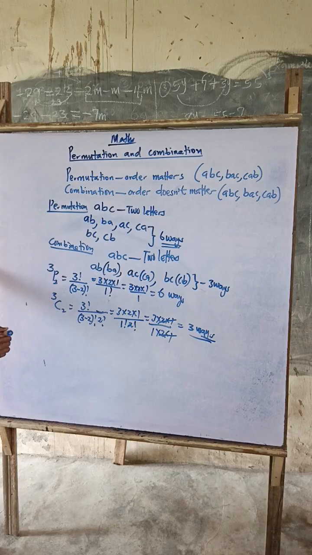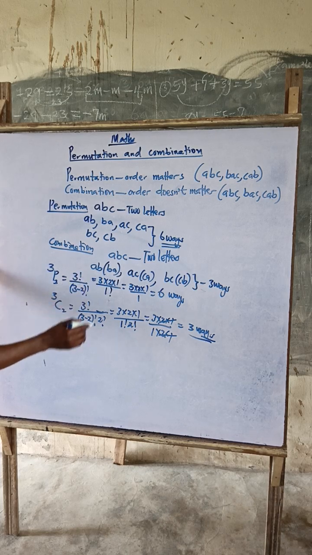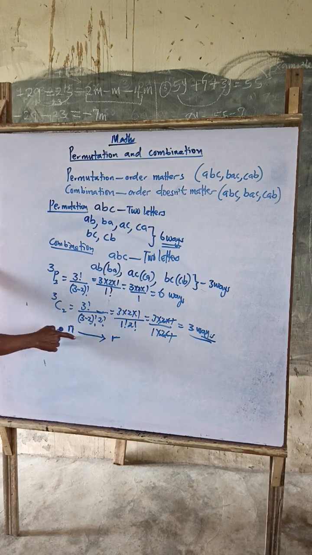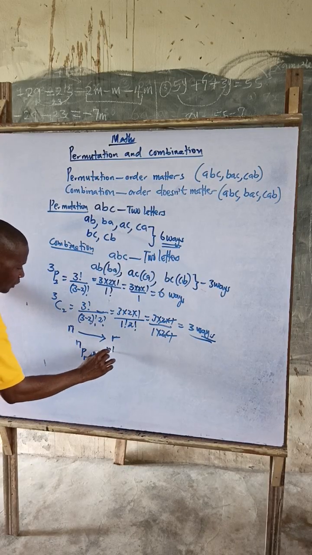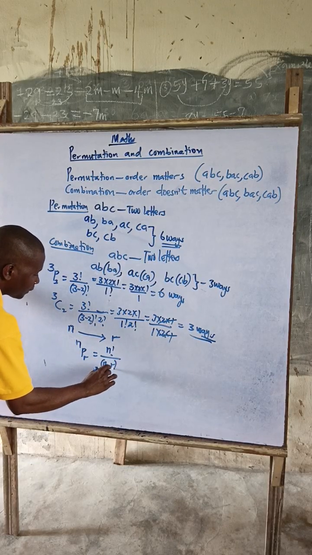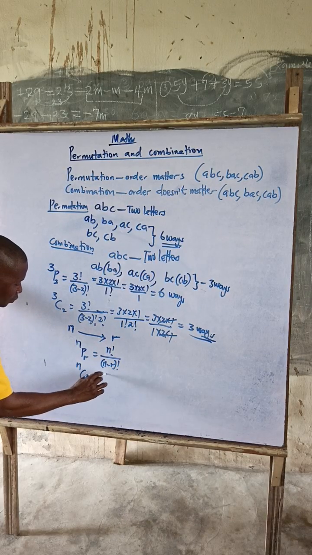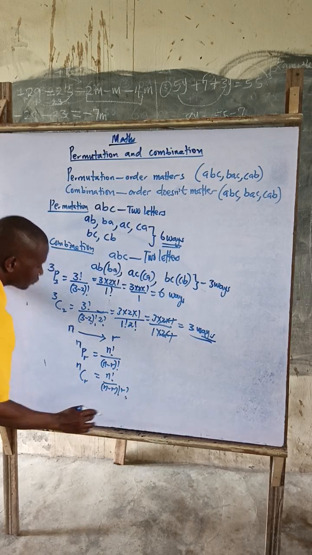Therefore, the general formula for solving questions on permutation: you are given n letters and you are to arrange r letters from the given n letters. You apply n permutation r, which equals n factorial divided by n minus r factorial. That is the formula for permutation. For combination, we have n combination r equals n factorial divided by n minus r factorial times r factorial.